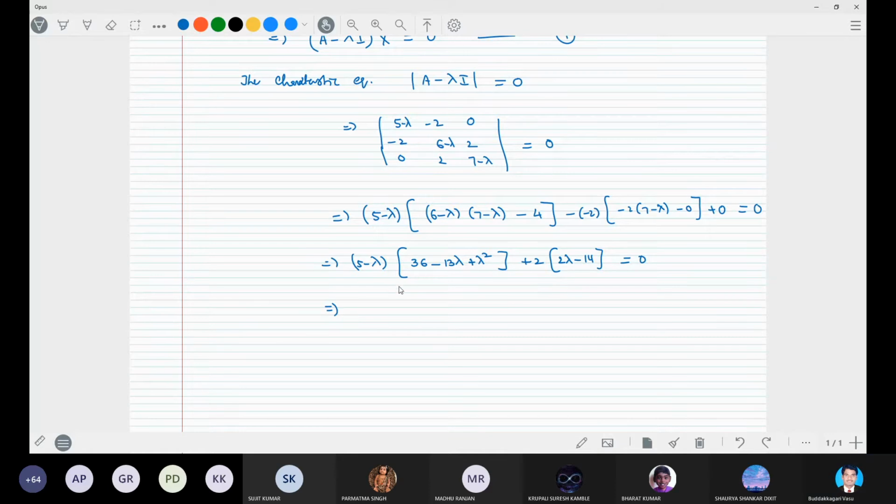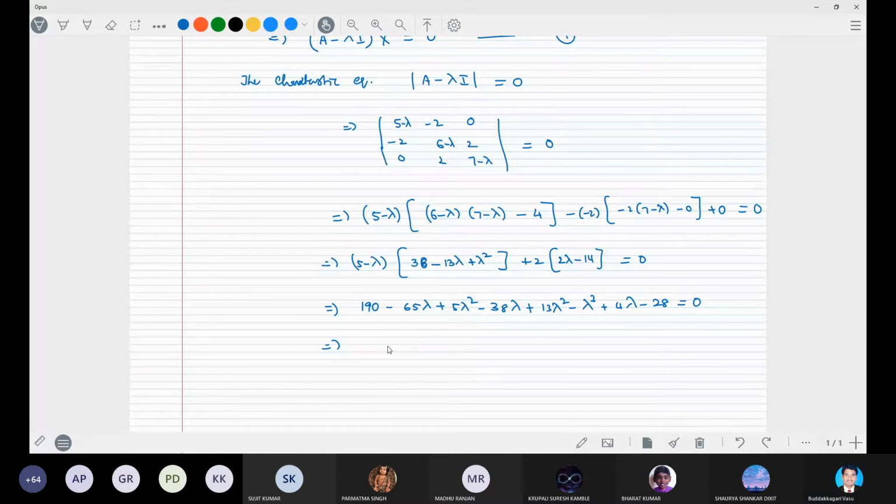Again you simplify it here. 5 into 36? Sorry, 42 minus 4 is 38. So 5 into 38 is 190, minus 65 lambda plus 5 lambda square, minus 38 lambda plus 13 lambda square, minus lambda cube, plus 4 lambda minus 28 is equal to 0.